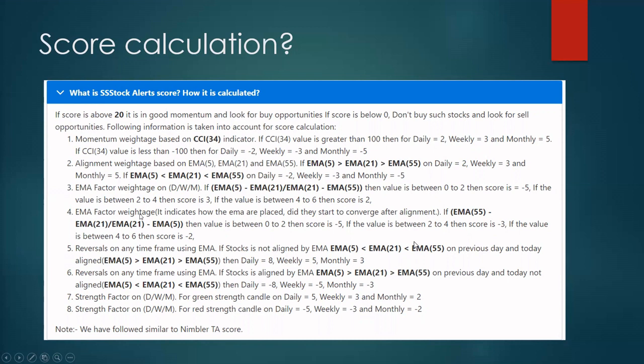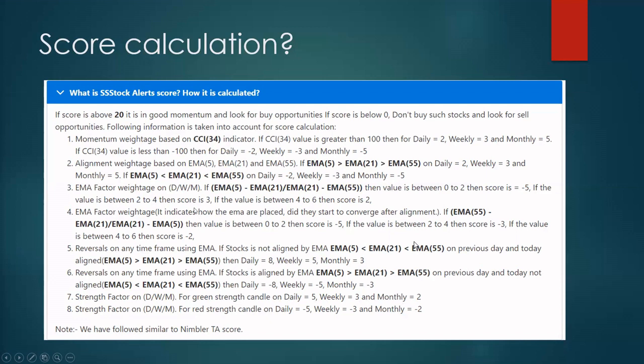Let me just highlight 1 or 2 points here. Suppose a strength candle. A strength candle is nothing but a candle which has a body of more than 75% of the candle. If it forms on daily, there are 5 points for that, weekly 3 points, and monthly 2 points. If a stock is forming a red strength candle, again we'll be minusing another 5 points. So red candles will have minus values, and green candles will have positive values.